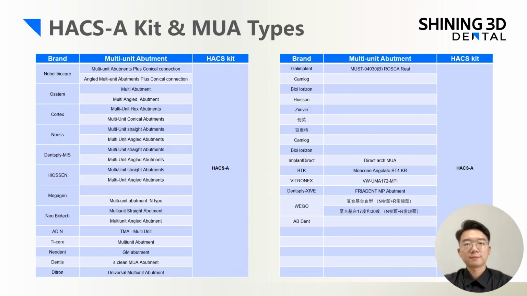This is the high-accuracy coded scan body kit A and the compatible multi-unit abutment types. Be sure to confirm that the multi-unit abutment type you're using is on the list to ensure the correct high-accuracy coded scan body kit is selected.